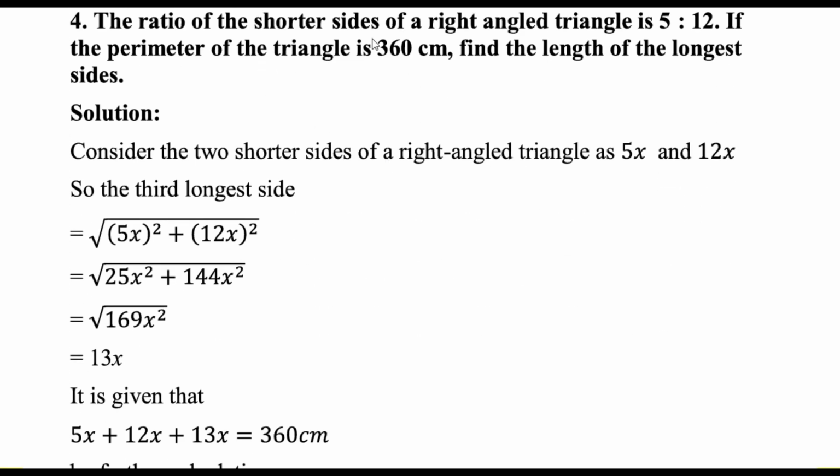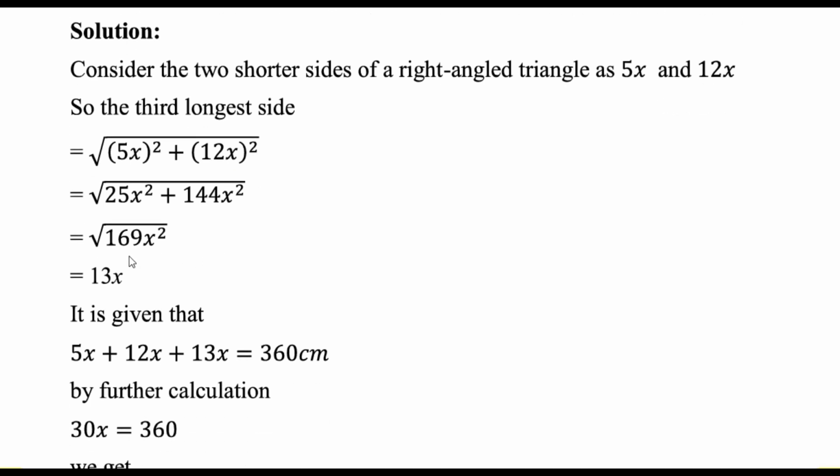The ratio of the shorter sides of a right angled triangle is 5 is to 12. If the perimeter of the triangle is 360 centimeter, find the length of the longest side. So consider the two shorter sides of the right angled triangle as 5x and 12x, as the ratio is given as 5 is to 12. We can take the common ratio as x. After that, apply the Pythagoras theorem, that is root over (5x) square plus (12x) square. After that you will get 169x square, that means 13x.